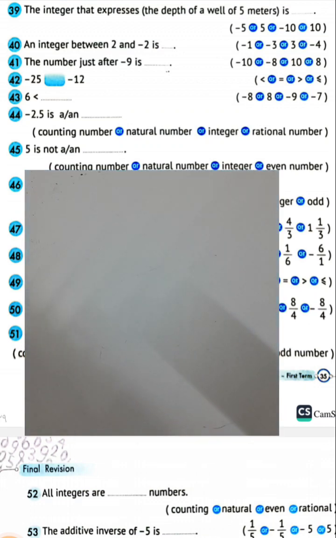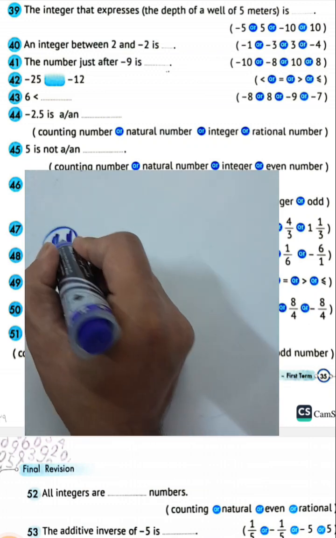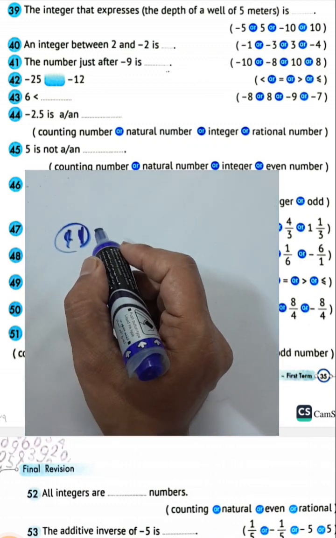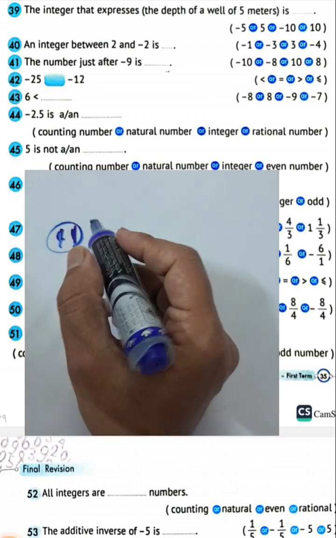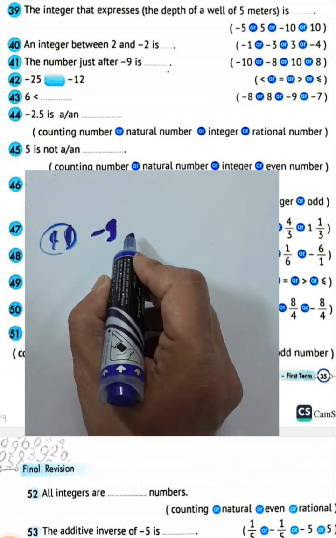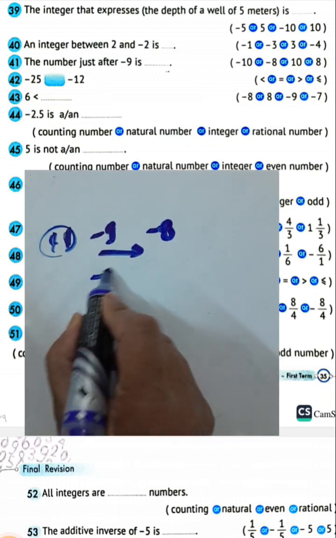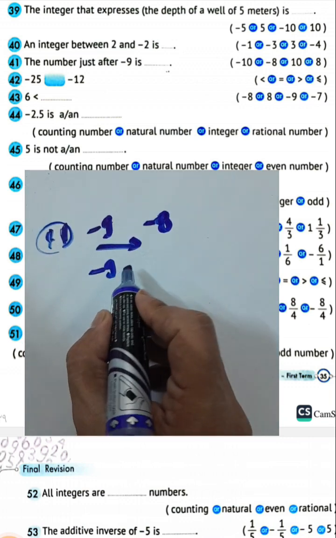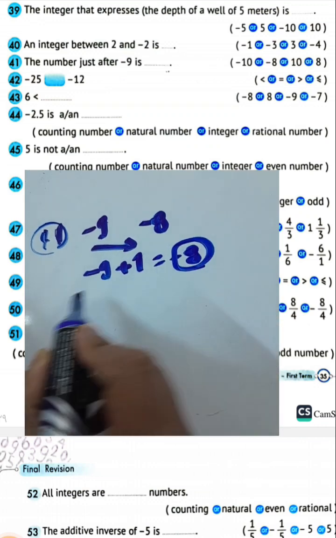The next question will be 41. The number just after negative 9 will be negative 8. Just after negative 9 means adding 1 to the number, so the result will be negative 8.